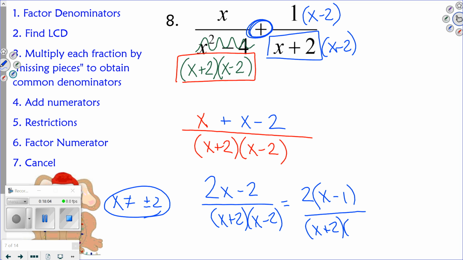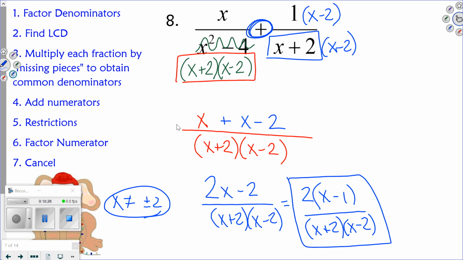You guys need to really look for that LCD in there, or the GCF, not LCD. GCFs are hiding in there almost all the time. You can always pull those out. And then step 7, does anything cancel out? No, there's nothing to cancel. So my simplified answer is 2 times x minus 1 over x plus 2, x minus 2.